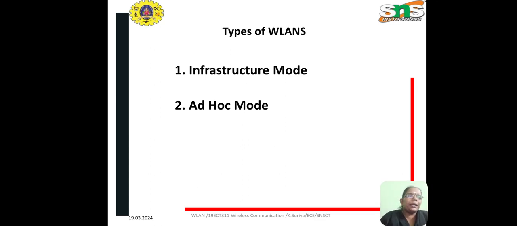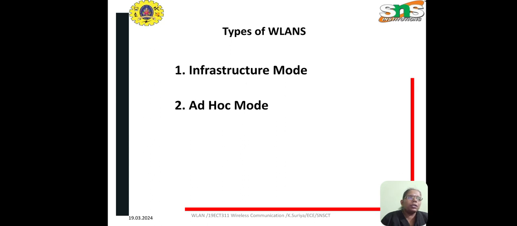Before going to the types, you have to see one more thing, which is the distribution system. It connects the access points in the ESS. Next one is types of wireless LAN. As per the IEEE standard, WLAN is categorized into two basic modes, which are as follows: infrastructure mode and ad hoc mode.